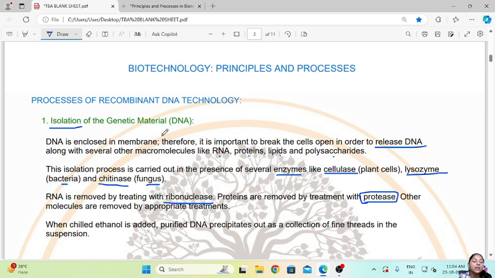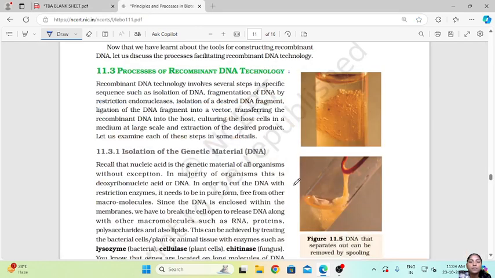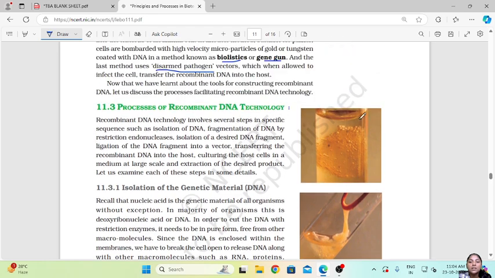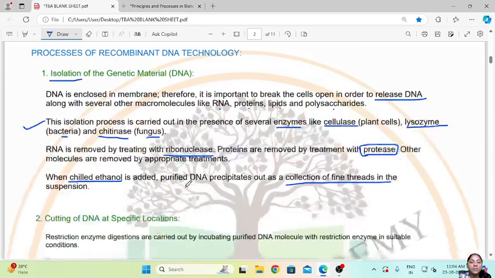Now when chilled ethanol is added to this isolated or purified DNA, the purified DNA is precipitated out as a collection of fine threads. So after this step, when the chilled ethanol is added to the DNA, it precipitates as a collection of fine threads in the suspension. So as we can see here, this is how the DNA will separate.